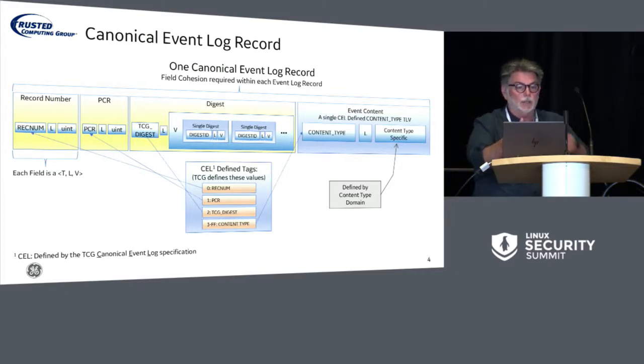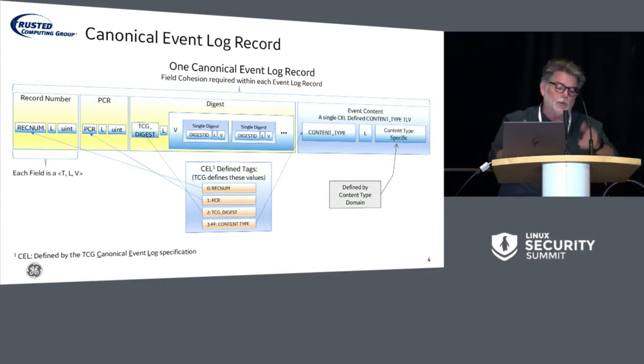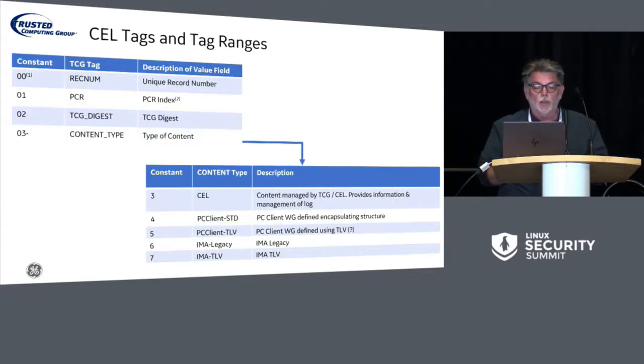Followed by a digest, and I've got another slide that'll walk through exactly how the digest works, and followed by the actual event content. So what we, being TCG at this point, will do is define this layer as architectural. TCG will define this layer of tags for each one of these fields, and that's going to be the distinction between TCG architecturally defined, which I arbitrarily call CEL, for canonical event log. TCG will define what those are. And so this is a breakdown of them for right now.